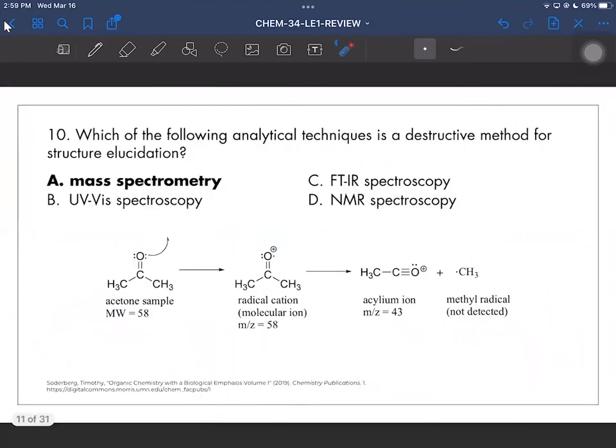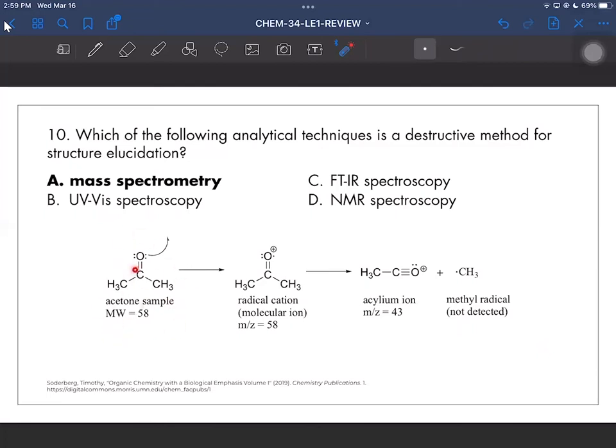For number 10, which of the following analytical techniques is a destructive method for structure elucidation? So the answer for this problem would be mass spec. So unlike with UV-Vis, with FIR, with NMR, which does not destroy the sample, we can do multiple tests on a sample because it's non-destructive. In order to study a compound in mass spec, we have to break it down.